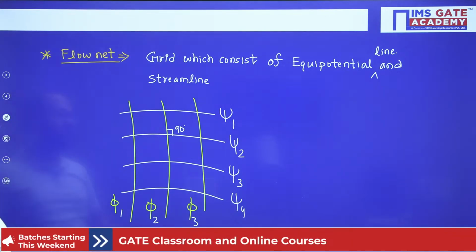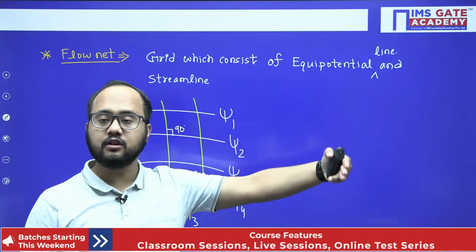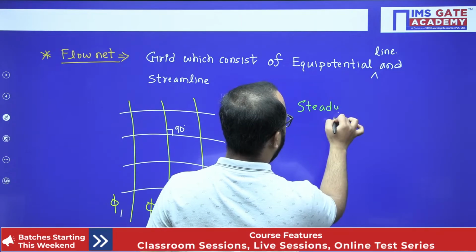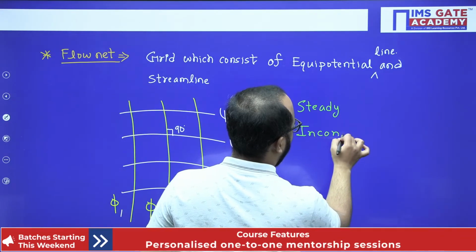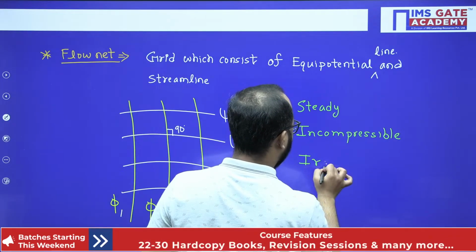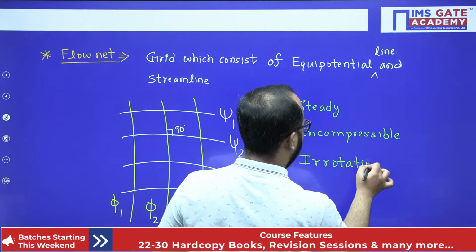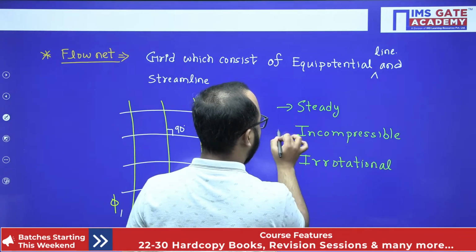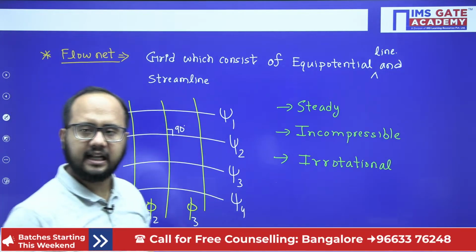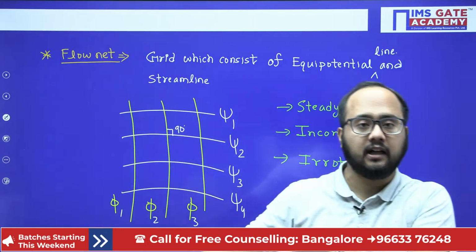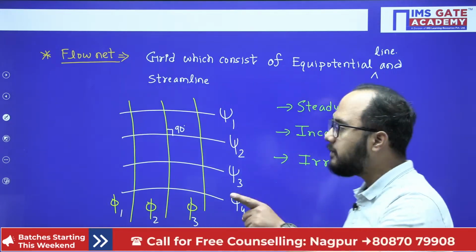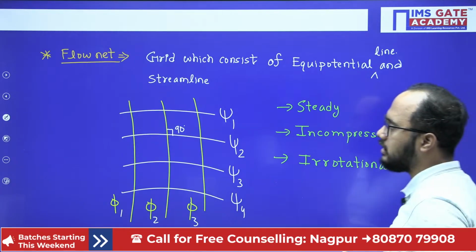Now one more important point. What are the conditions of a flow net? The conditions of a flow net basically are steady, incompressible, and also irrotational. So you should always remember this point. Why have I said irrotational? Because it consists of equipotential lines, and equipotential lines mean the VPF is there, and if the VPF is there, automatically it means irrotational flow will be there. So understand these 3 points: steady, incompressible, and irrotational.